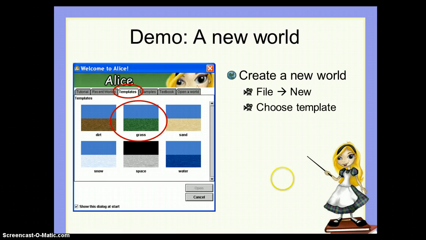So the way that you do this is you start out by just creating a new world. You go to File, New, and you'll get these 6 templates to choose from right here. If you go to open a world and it says a new world, you can create it that way. And you'd think this would be really limiting, but honestly it's not. You can do a whole bunch of things with this. So go ahead and pause the movie and open Alice, which hopefully you've downloaded, and go ahead and choose a template.